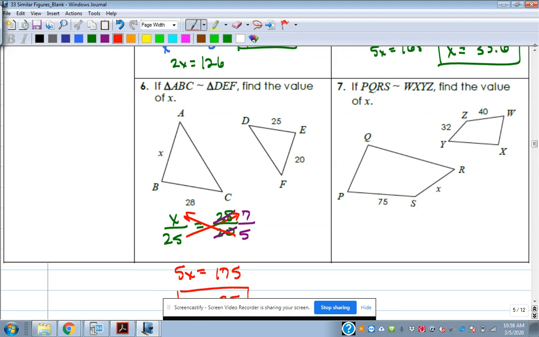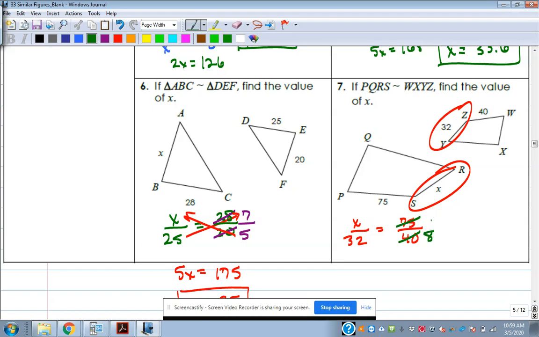Looking at number 7 there, we got quadrilateral PQRS is similar to quadrilateral WXYZ. Find the value of x. So where's x? It's on RS. So what does RS correspond to? YZ. x over 32. And then PS corresponds to WZ. Yeah, 75 over 40. And we could reduce those nicely.